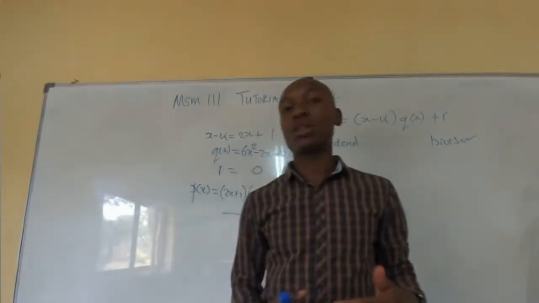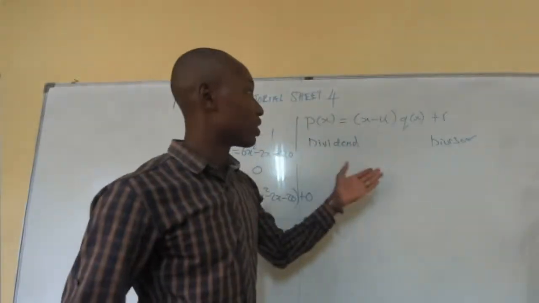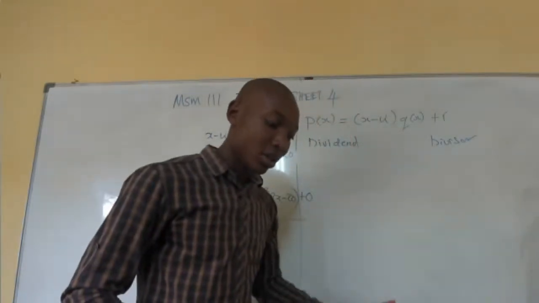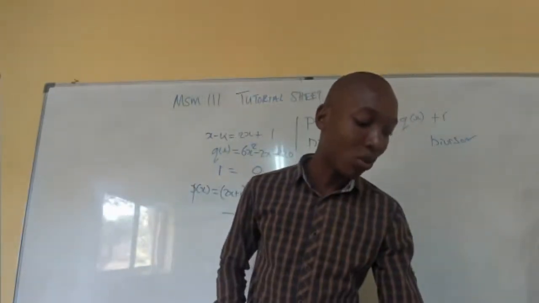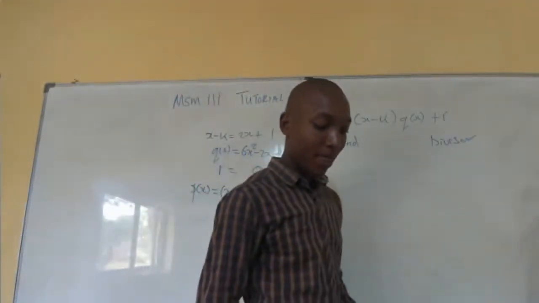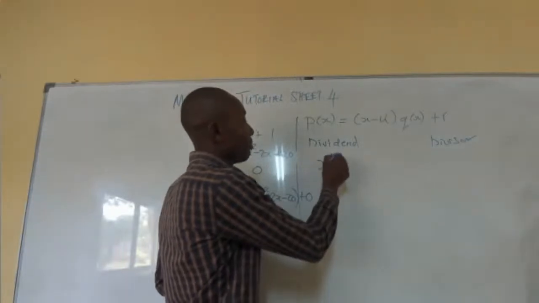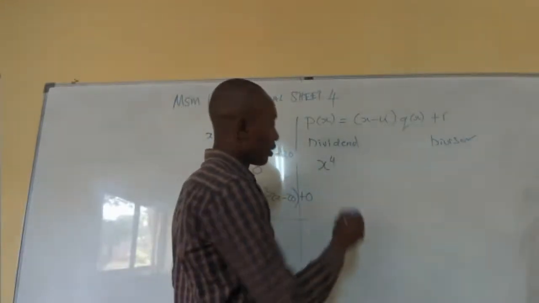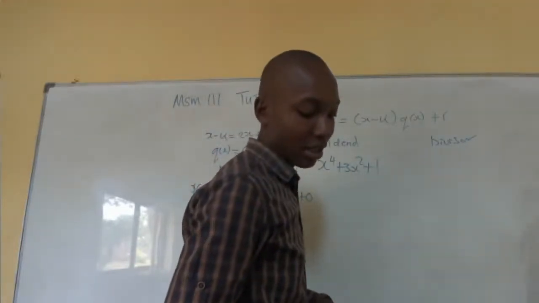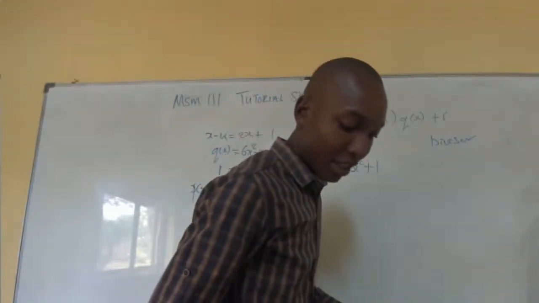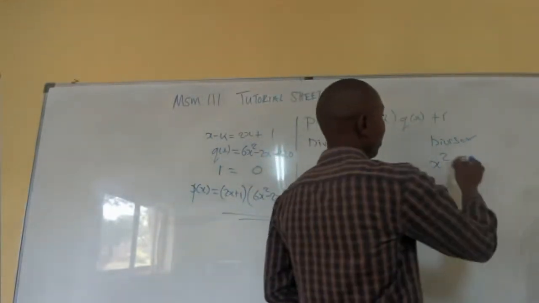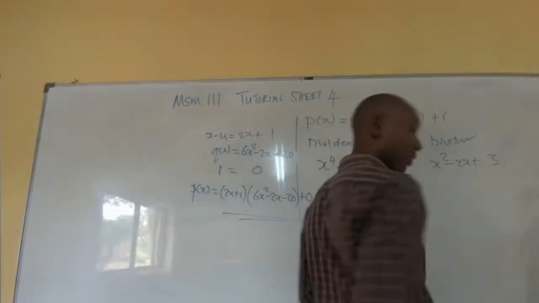The first concept that we use. So again, I'm going to write for you the dividend, and I'm going to write for you the divisor. Okay, so I'm going to pick a question from question 1. And the question I'm picking from question 1 in tutorial sheet 4, okay, is x to the power 4 plus 3x squared plus 1. That's the dividend side. Now, the divisor side looks a bit more complicated. X squared minus 2x plus 3.